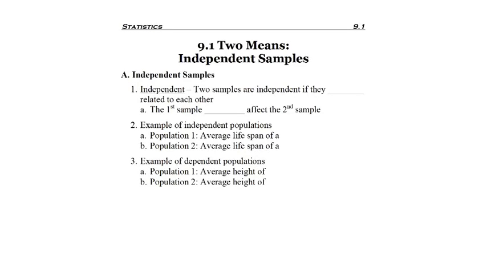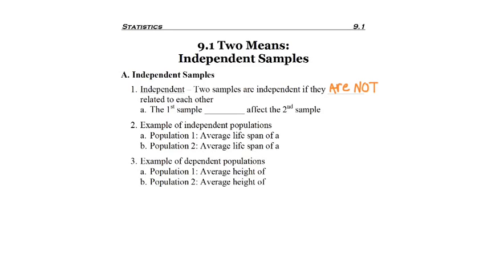Now we'll be looking at Chapter 9, which deals with the concept of hypothesis tests comparing two samples, or really two population parameters. In section 9.1, we're going to be focusing on means, but specifically averages that come from independent samples.